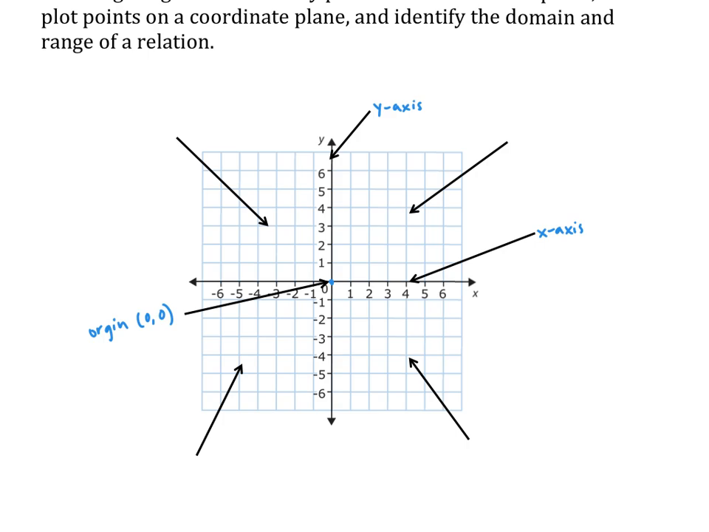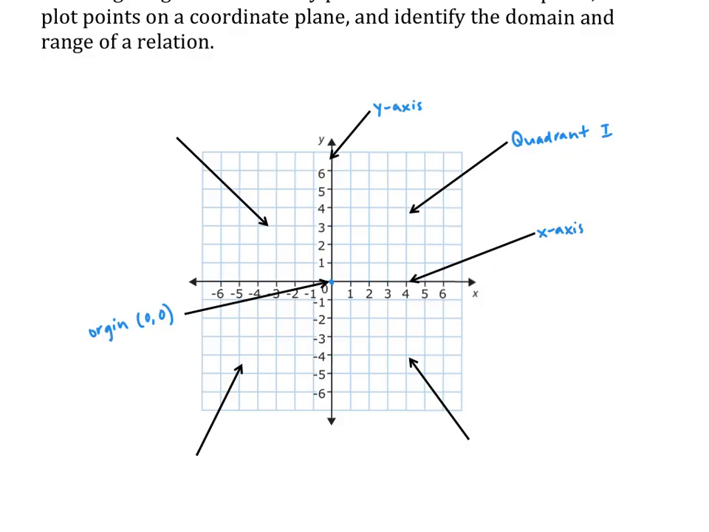Up here in the right-hand corner, this arrow, this entire area here is called quadrant 1. And we'll represent 1 with a Roman numeral 1. It's typically how we would write quadrant 1.